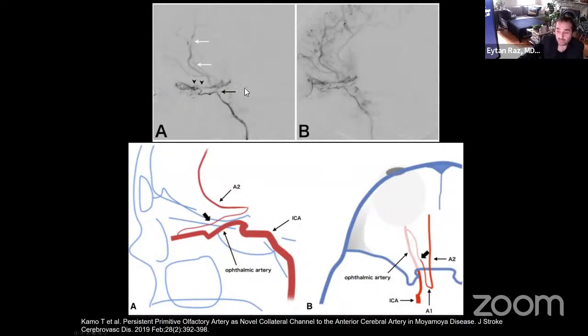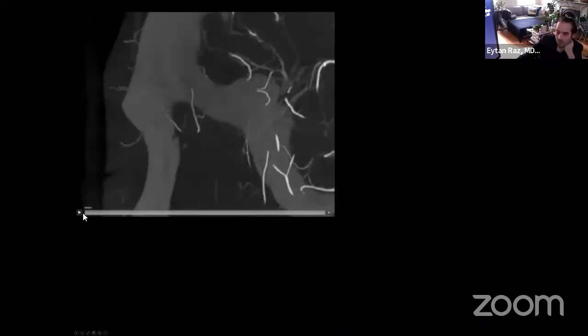We know that in patients with moyamoya, this potential connection becomes a possible source of collateral to the brain, what is called the ethmoidal rete. And this has been described very well, but how well can we see that?